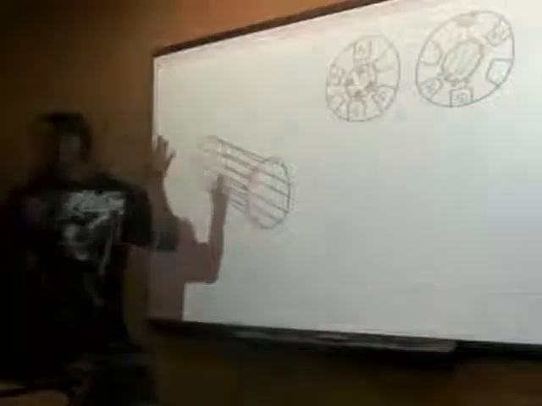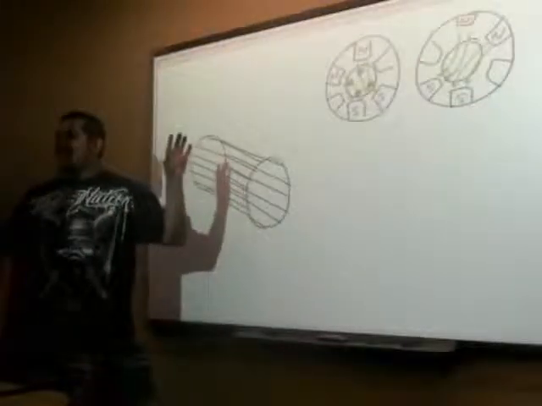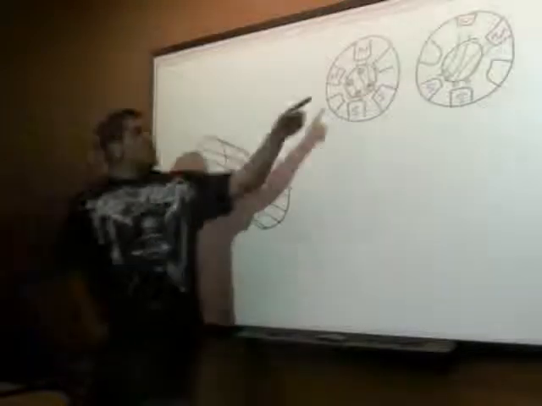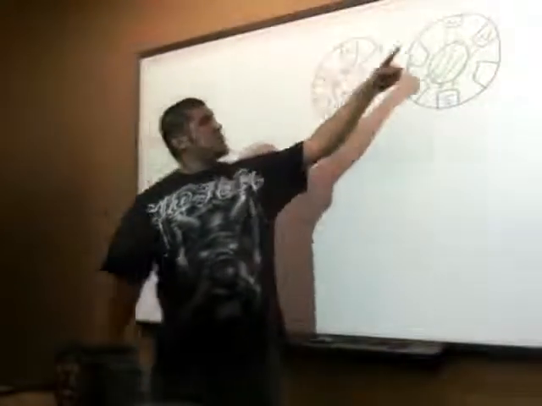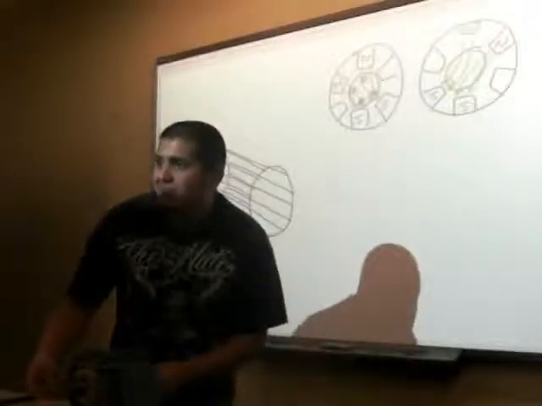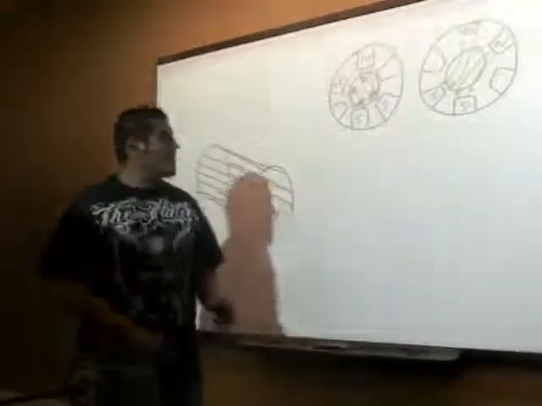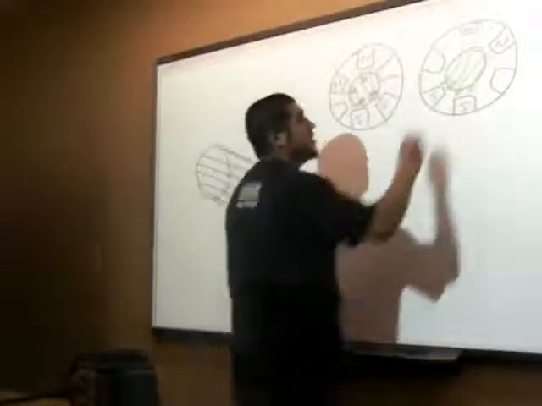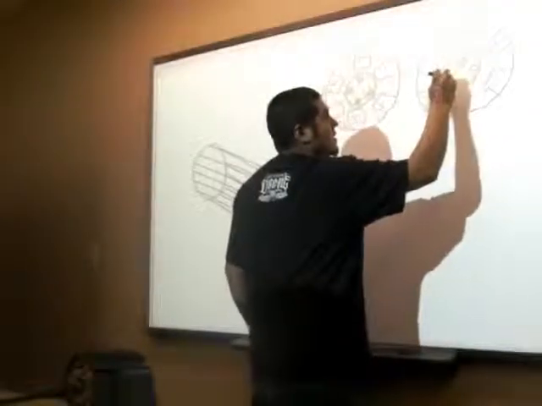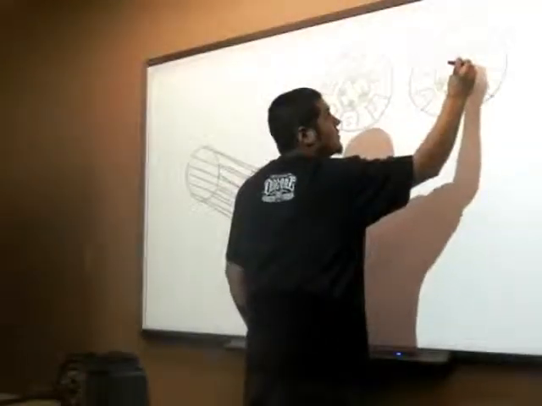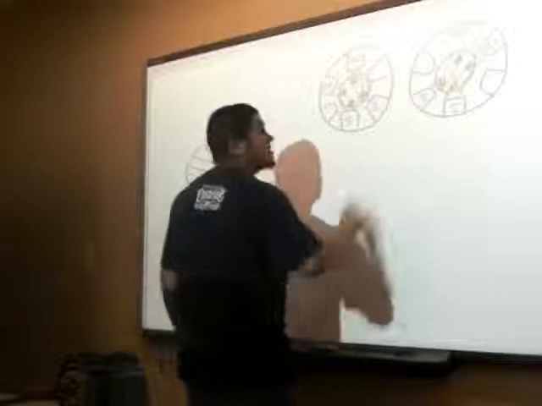What happens in magnetics? Opposites attract. So what's going to happen when this magnetic field goes here? It's going to follow it, right? So now our rotor starts to follow it because of the polarity of these poles.